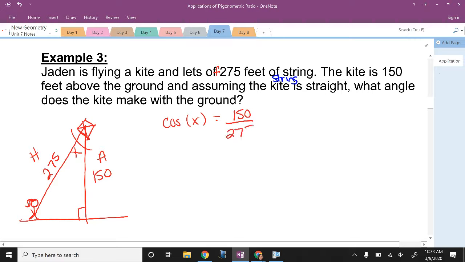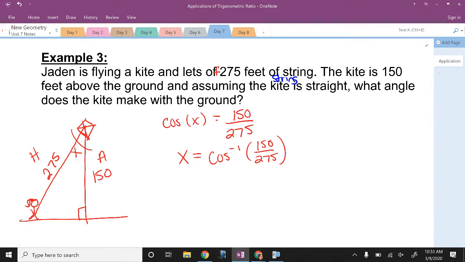150 over 275. So how do we get x? How do we get the angle measure? X equals what? Inverse cosine of that ratio. Y'all with me? Okay.